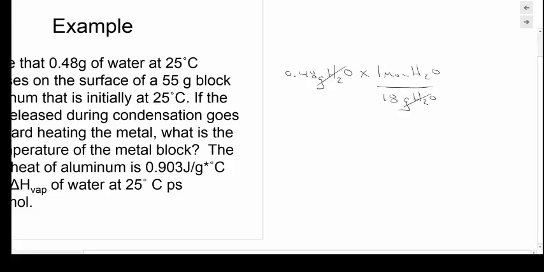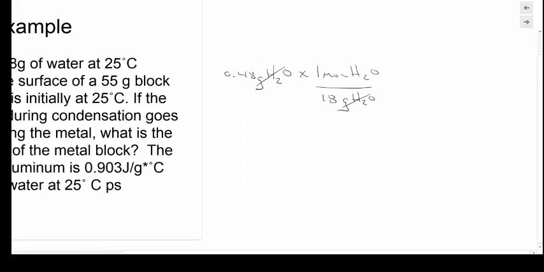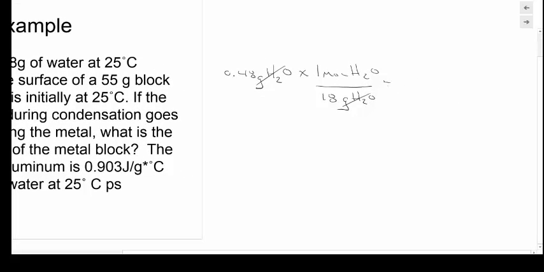And now I want to use the heat of vaporization in kilojoules per mole to see how much heat is going to be released. So we'll multiply this by the 44 kilojoules per mole. I know it's negative because it's being released, right? And that's per 1 mole of water. And when I do the math, I got negative 1.172 kilojoules. That's the heat released by that amount of water.